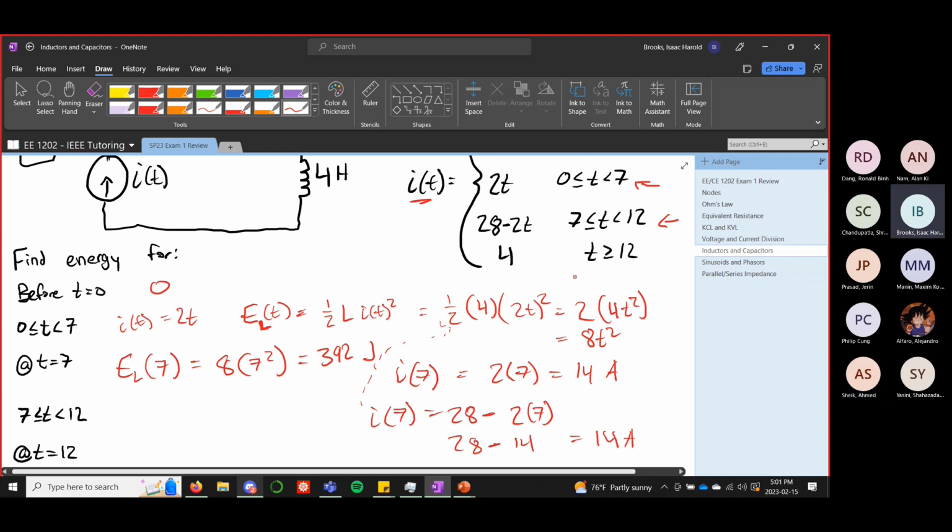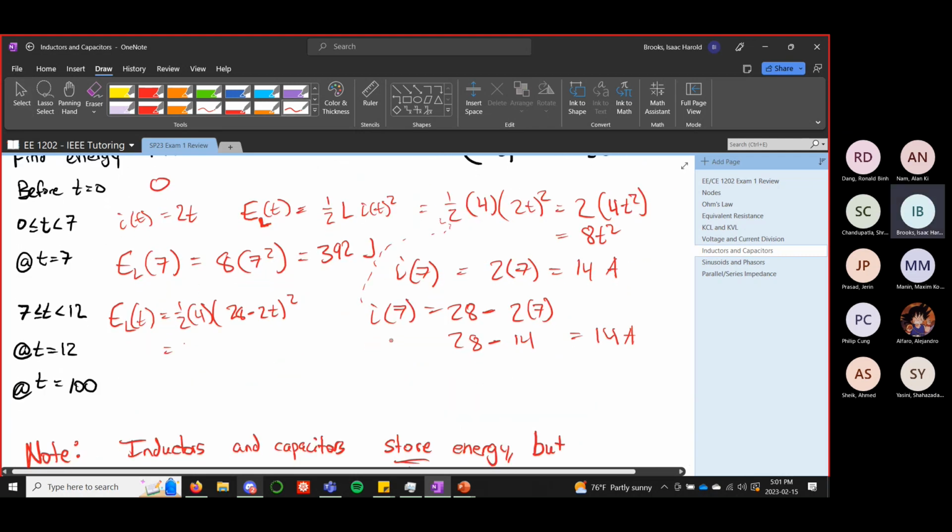We have the current is 28 minus 2T. So we know that the energy in the inductor is 1/2 times 4 times (28 minus 2T) quantity squared. Okay, so that's again 2 times 28 squared minus 2 times 28 times 2T plus 4T squared. Okay, so 28 squared is 784. Minus 4 times 28 is 112. And we can multiply 2 out by all of this, but you get the idea. That's for between 7 and 12.